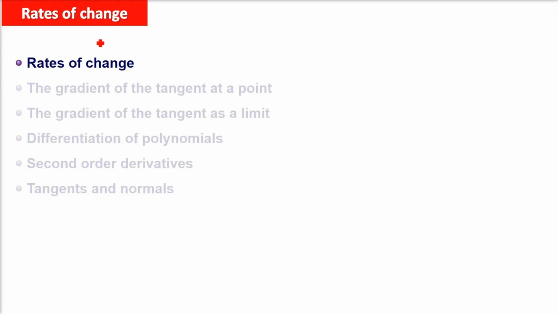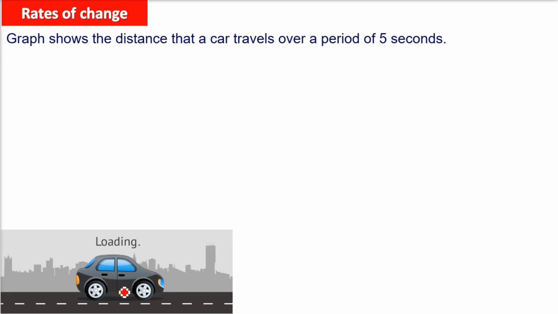In physics, you might have heard about rate of change. Differentiation is nothing but rate of change. I'll prove it. For example, if you take your car, you are running, you are walking. How to differentiate? How to find the differentiation? Let us understand by this example.